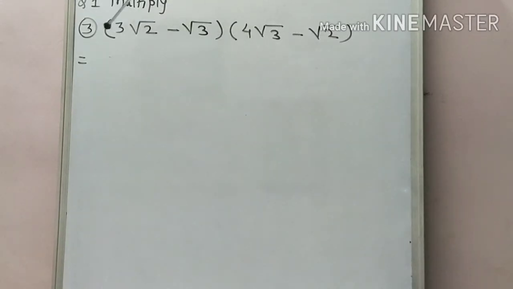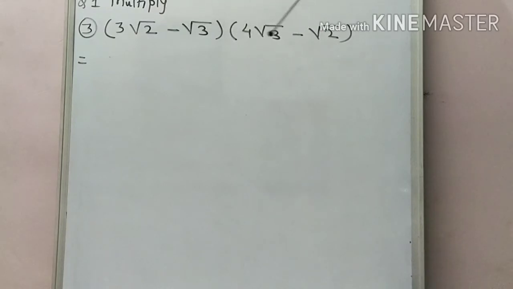Now we try to solve the third example. Here we have the product of two brackets. In each bracket we have two terms: in the first bracket 3 root 2 minus root 3, in the second bracket 4 root 3 minus root 2. So the operation is multiplication. How do we solve this? The first term of the first bracket we multiply with the two terms, and similarly the second term of the first bracket is multiplied with the two terms in the second bracket.